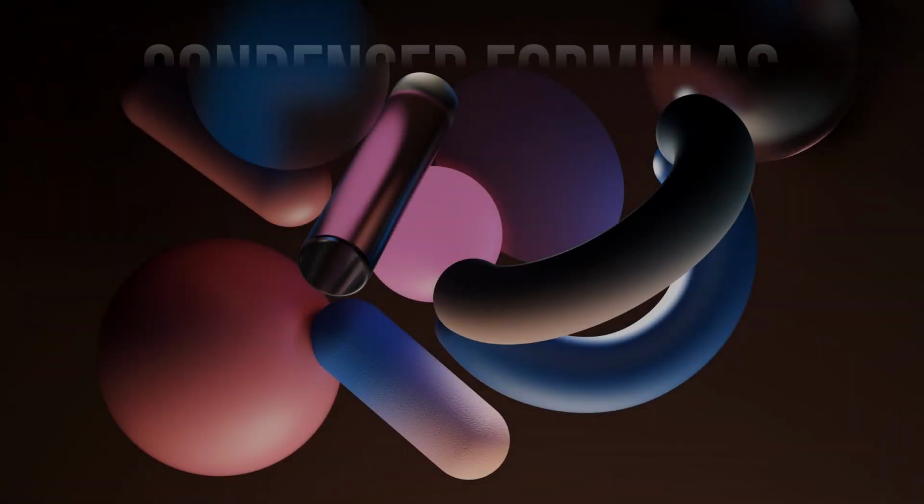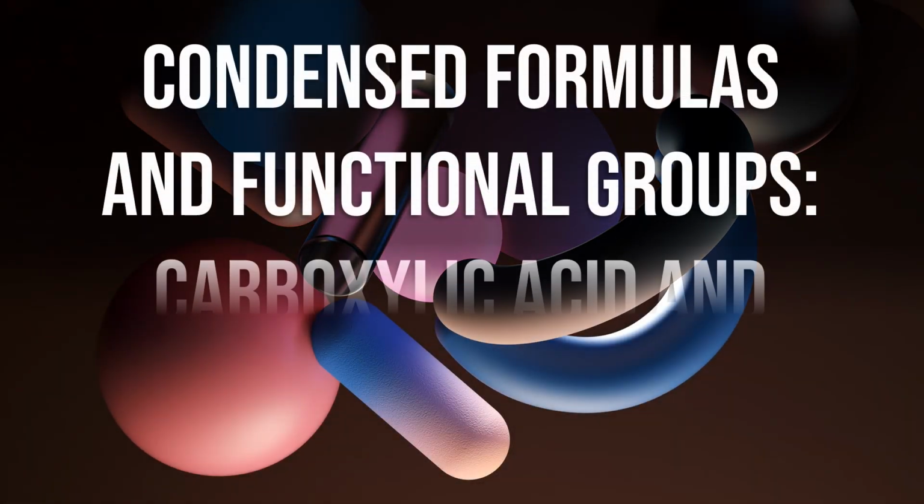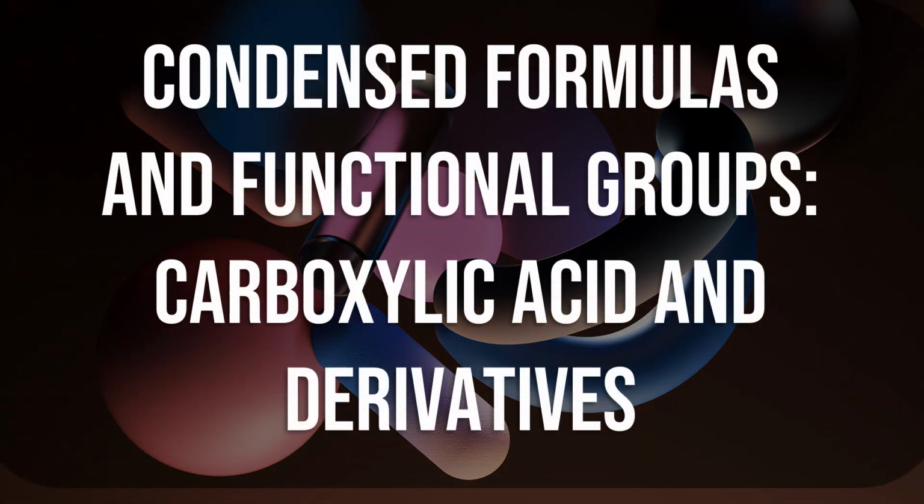In this video, I'll review converting condensed structures into Lewis structures and vice versa. At the same time, I'll introduce you to the carboxylic acid functional group along with its derivatives. I strongly recommend reviewing the common bonding patterns of carbon, oxygen, and hydrogen, which you can find here and in the description. Let's get started.